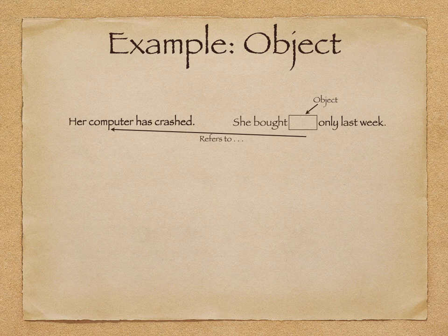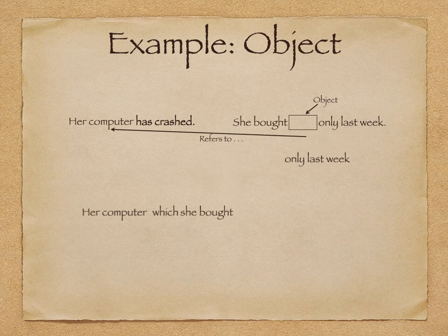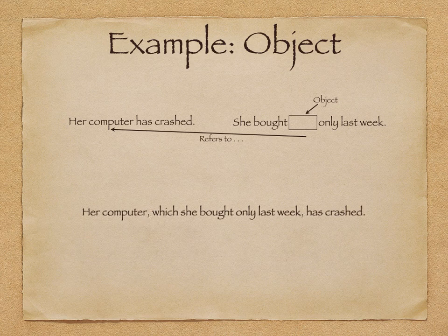So since it's specific, that means I'm using a non-restrictive adjective clause. And if I have an object, non-human, I'm going to replace that with which. So now I get something that looks like this. Her computer. Remember that relative pronoun, it moves to the front of the adjective clause so that it can be next to the noun it's modifying. Her computer, which she bought only last week. And then I finish the independent clause with has crashed. Now, remember that because this is a non-restrictive adjective clause, bam, I use commas.